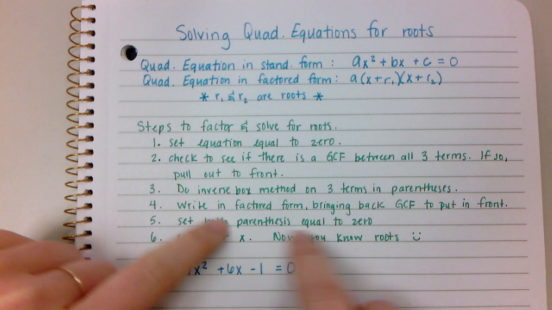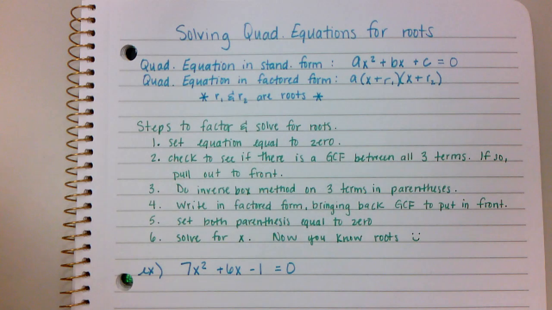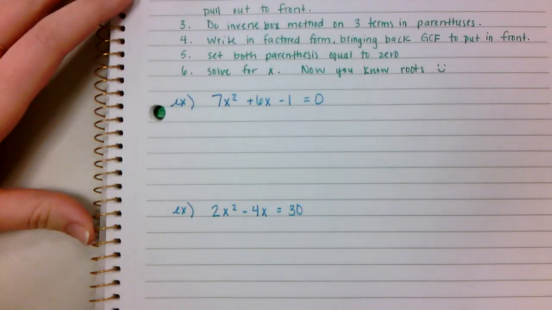So this is the new part, step 5, setting them to 0 and solving for x. Once you've done that, those are what we call roots, which is going to be important when we start graphing these quadratic equations. So knowing how to go from standard form to factored form, and then how to solve them and get your roots is our next step. So I've got 2 examples here for you.